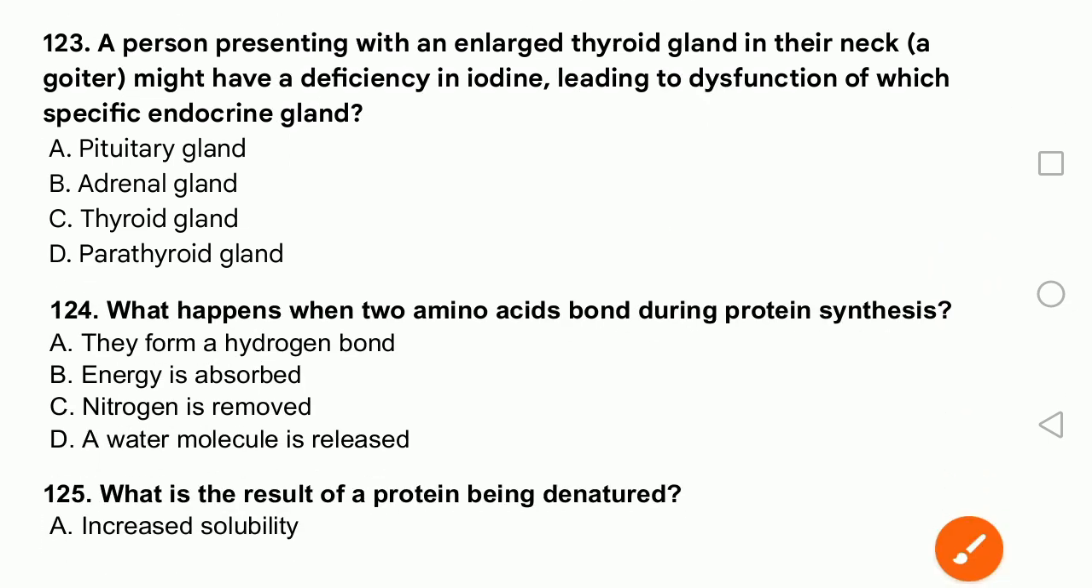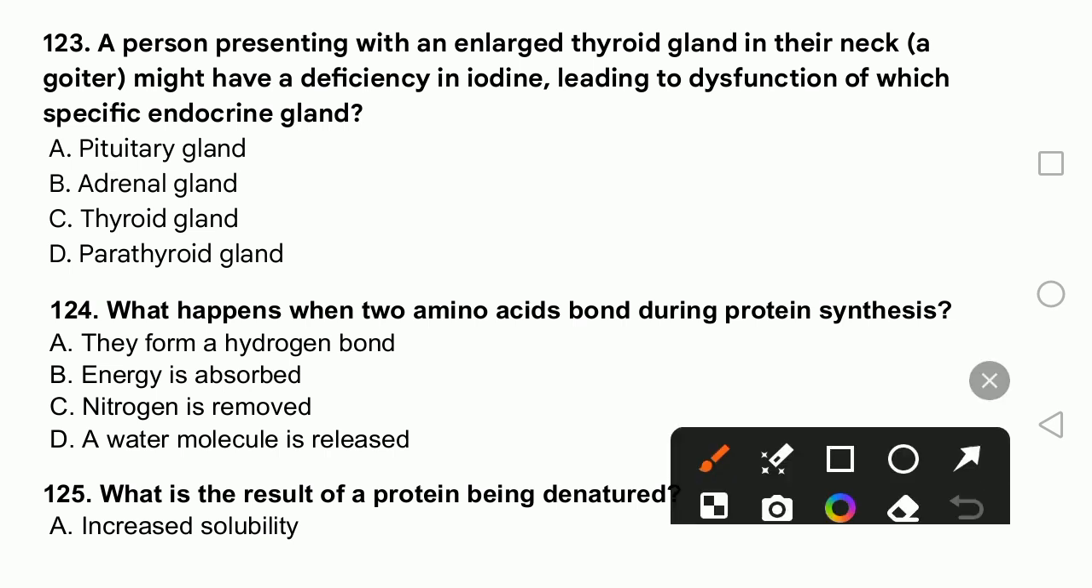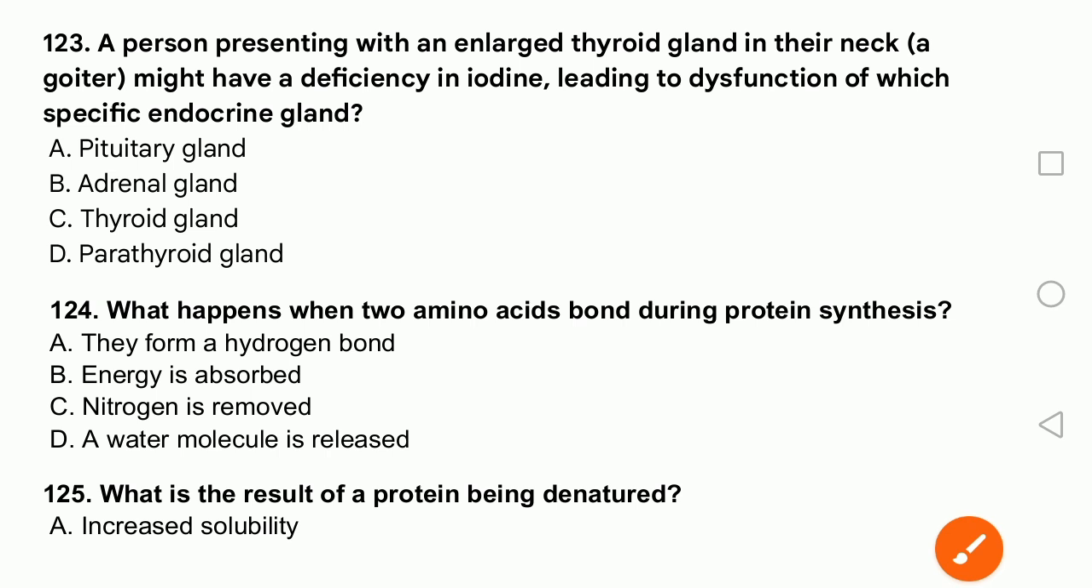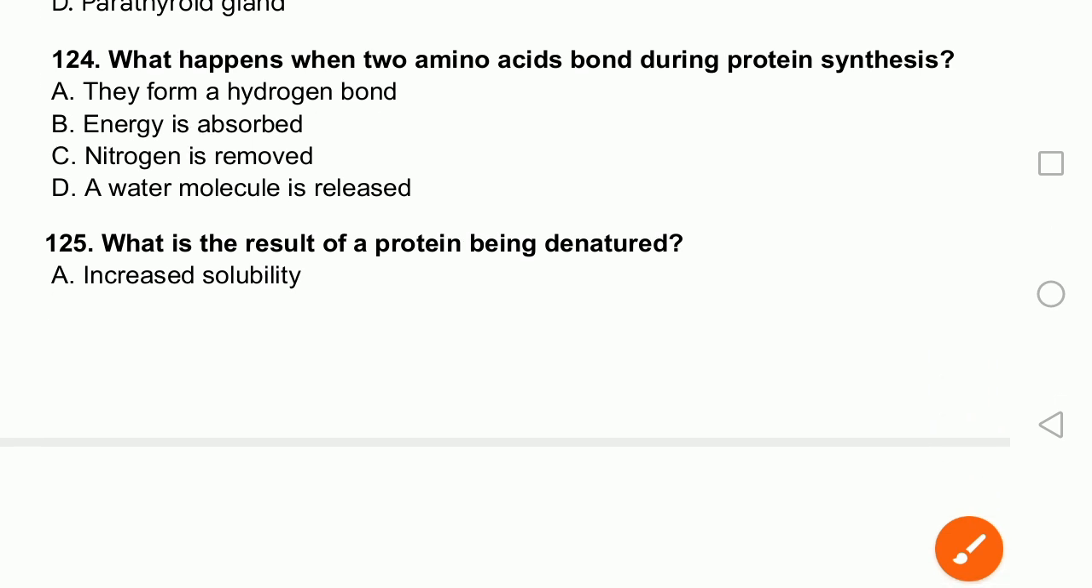A person presenting with an enlarged thyroid gland in their neck, a goiter, may have a deficiency in iodine, leading to dysfunction of which specific endocrine gland? Thyroid gland. What happens when two amino acids bond during protein synthesis? A water molecule is released.